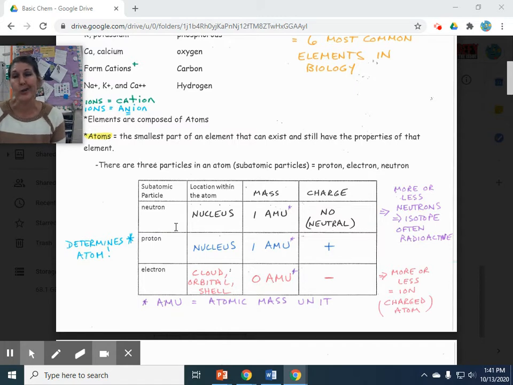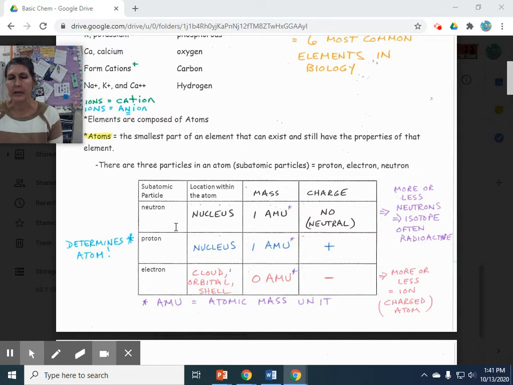Neutrons are neutral. There is no charge on them. Protons are positive, and electrons are negative. It's the protons that determine which atom we're looking at. As you look at the atomic number on your periodic table, that represents your number of protons. Anything on the periodic table has protons equal to electrons because they are neutral elements. So if carbon has 6 protons, it's going to have 6 electrons.